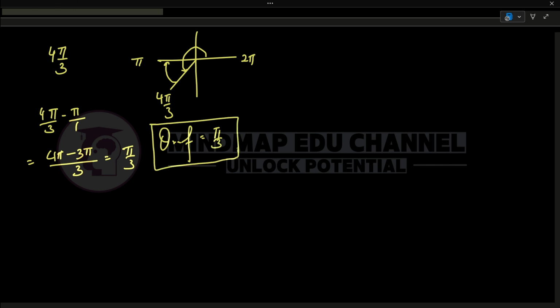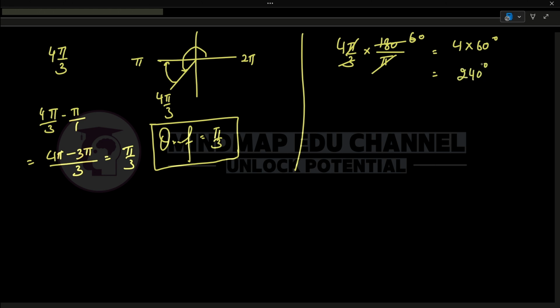Now if you are not confident in radians, what you can do is convert this into degrees. So multiply by 180 over pi. Pi will get cancelled. Here it will get cancelled with 6 and you will get 4 into 60, and that will be 240 degrees. So you converted the radians into degrees.